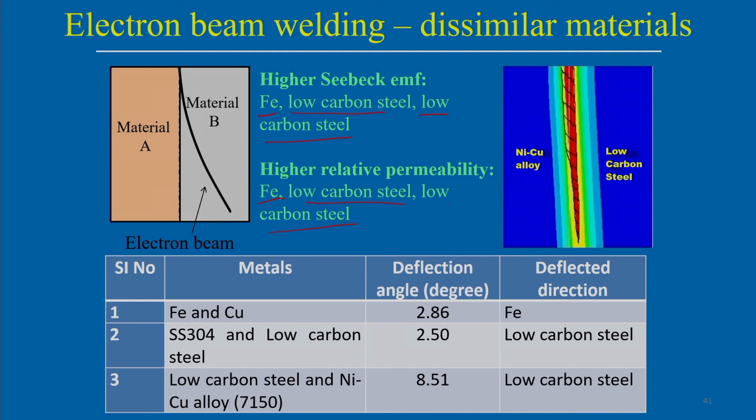For example, if you are focusing the electron beam at the interface, because of the Seebeck effect the beam gets deflected either towards material A or material B. So, the beam will be deflected to one side, and once the beam gets deflected to one side, it may not melt at the interface. That is one kind of difficulty in dissimilar welding using the electron beam welding process. Now, let us look into this.